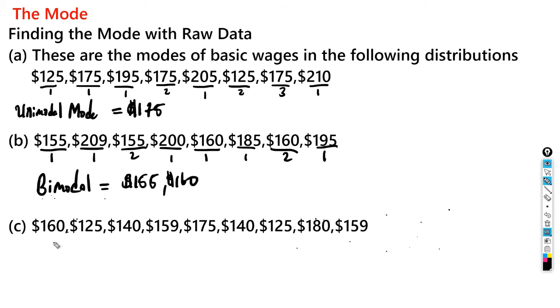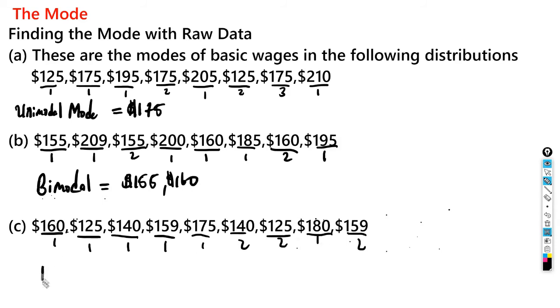Okay, so let's look at the last one here. I see one 160, and that's it. I see one 125, and then two 125s. I see one 140 and two 140s. I see one 159 and two 159s. I see one 175 and one 180.